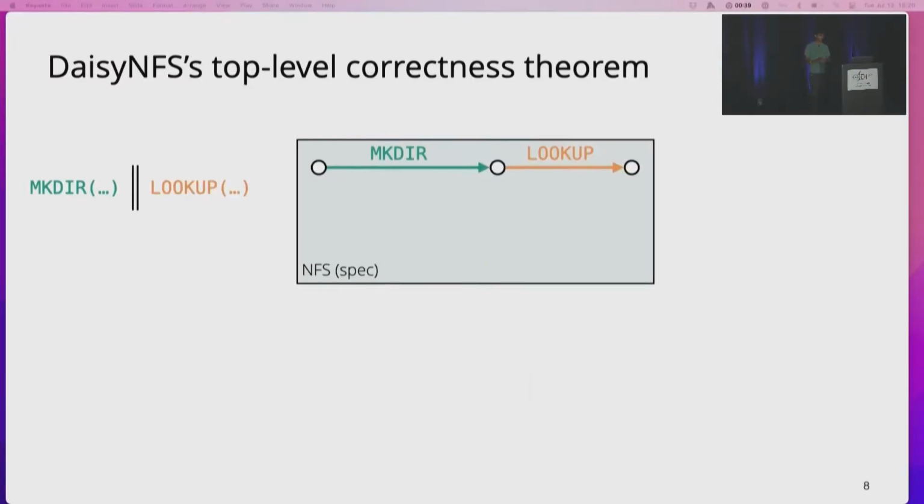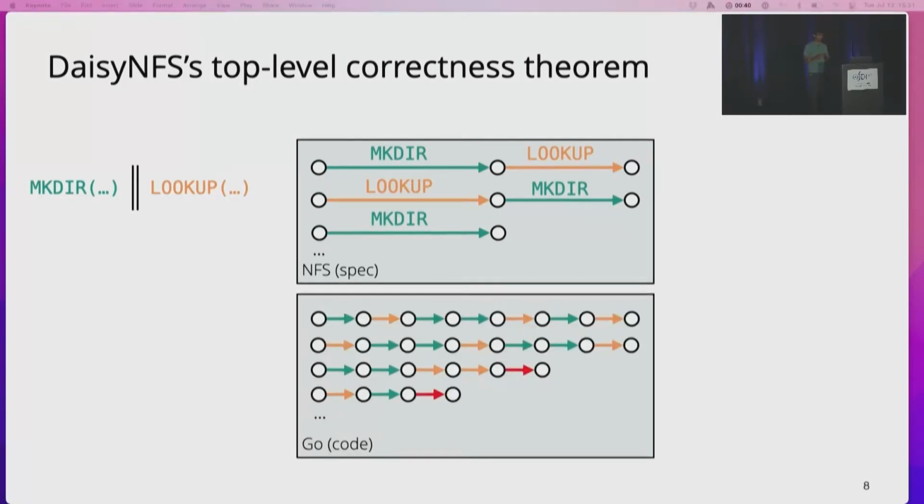So what is DaisyNFS supposed to do? What is the top-level correctness theorem that we prove? To start with, we need a formalization of NFS operations, which we carry out in the form of a transition system. On the slide, I've shown one possible sequence of transitions in that transition system when the user issues makedir and lookup concurrently. Due to concurrency and crashes, even these two operations have a few possible executions.